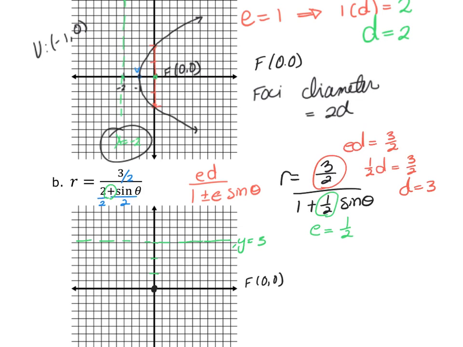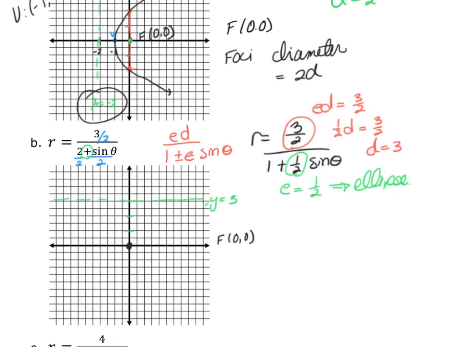And I say first focus because I know that since E is equal to 1/2, if I go up to theorem 11.2, that tells me this is an ellipse. So I have an ellipse, so I have 2 foci. Now, if this is an ellipse, then from above I have this formula that says the length of my major axis is equal to 2ED divided by 1 minus E squared.